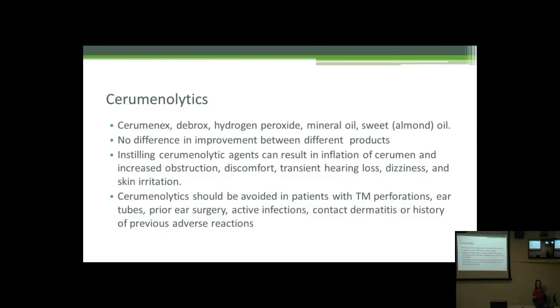Some people use oils like mineral or sweet oil, also commonly called almond oil. Those provide some moisture and help things to loosen up a little bit. I generally don't recommend that unless we really have a patient who has really hard cerumen. And if their eardrum is intact and they don't have any skin problems, I do allow them to use that prior to coming in to soften up the wax so it's more gentle on their ear before I see them.